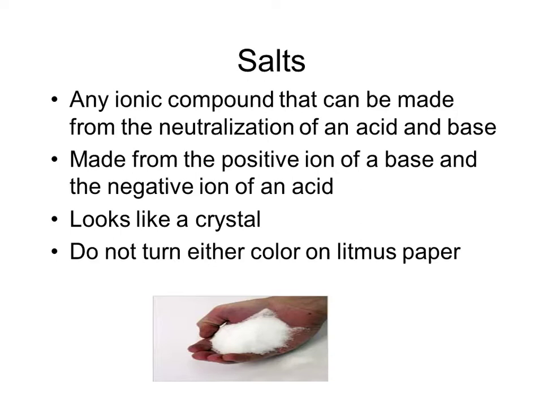So it's made from the positive ion of a base and the negative ion of an acid, and these are the things that break off when they come together in their chemical reaction. When I look at a salt through a magnifying glass or even a really powerful microscope, the molecules arrange themselves like a crystal. Just think of the grains of table salt, which look like tiny little crystals. If we were to dip litmus paper into a solution that has salt in it, the litmus paper is not going to turn any color. If I put blue litmus paper in, it'll stay blue. If I put red litmus paper in, it's going to stay red.